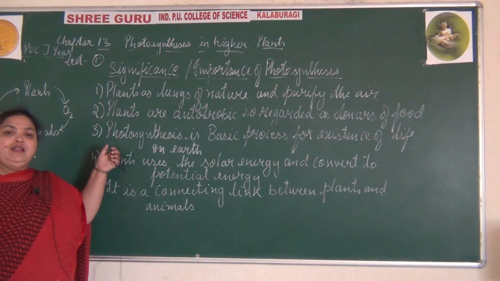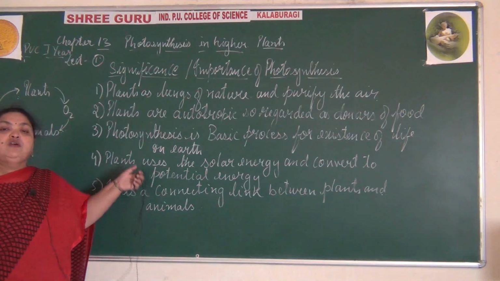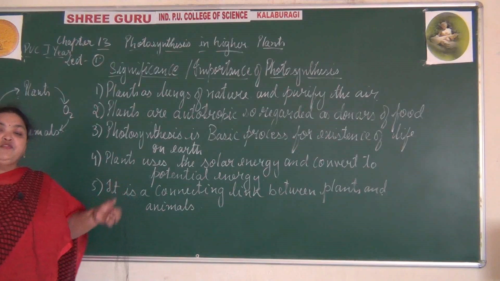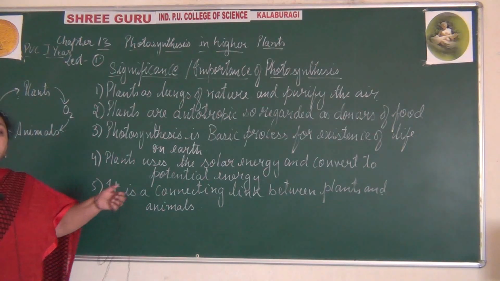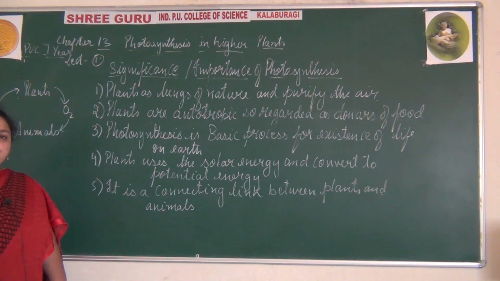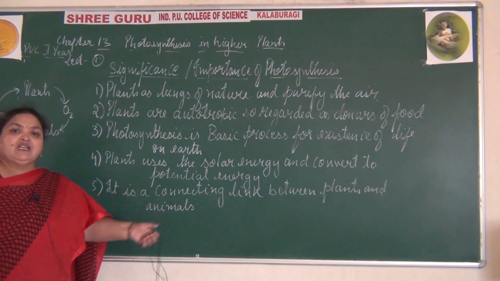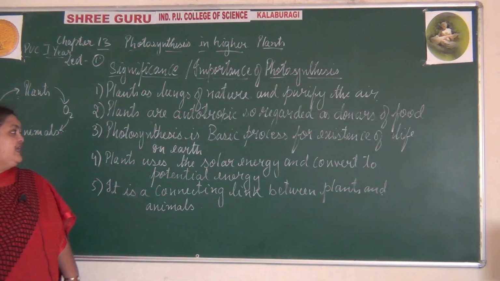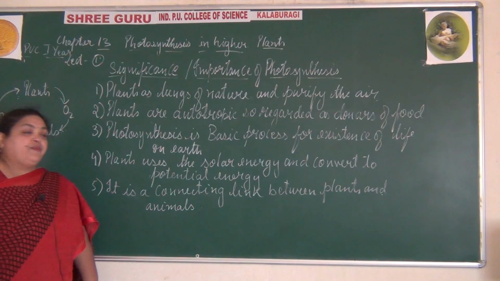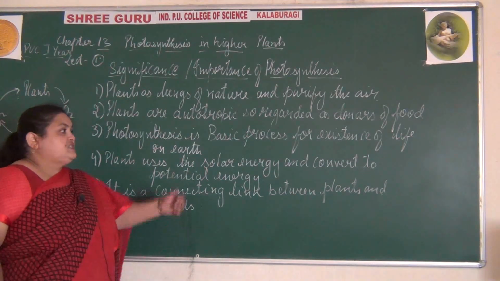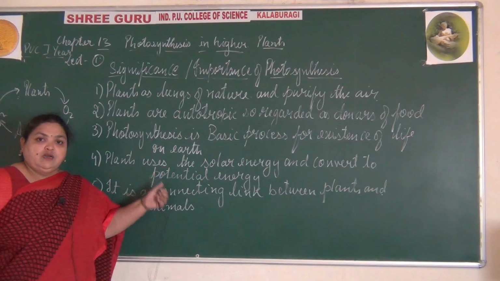They trap the light for the preparation of food. The food prepared by them is used by the heterotrophic animals, that is, the consumers directly consume the plants. Then photosynthesis is the basic process for the existence of life on earth.